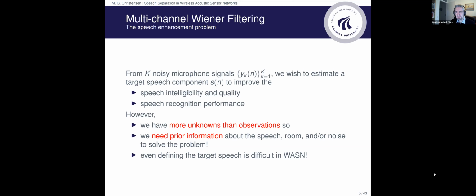And then I would remark that very often in a source separation context, even defining something like the target speech is difficult. And certainly in a sensor network where you don't even know where the different microphones are, it's even more difficult. But let's see if we can do something about that.